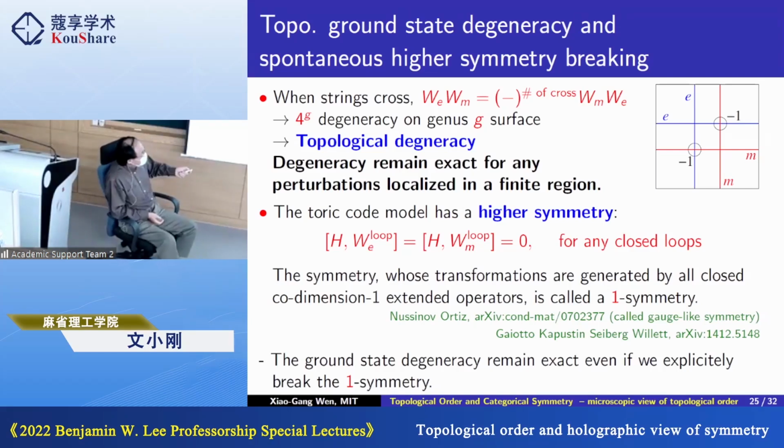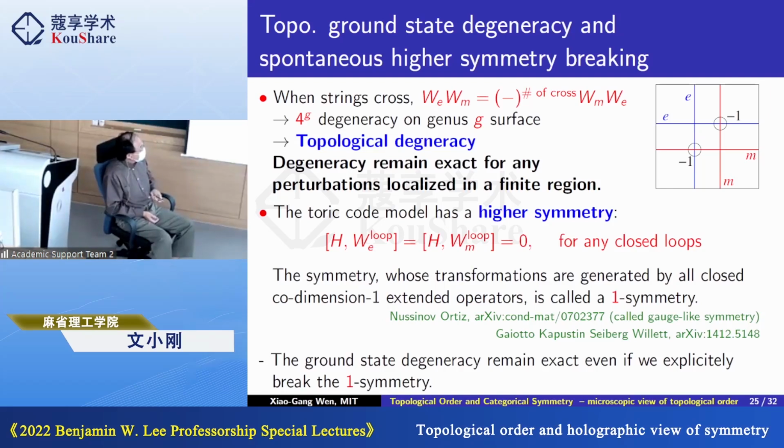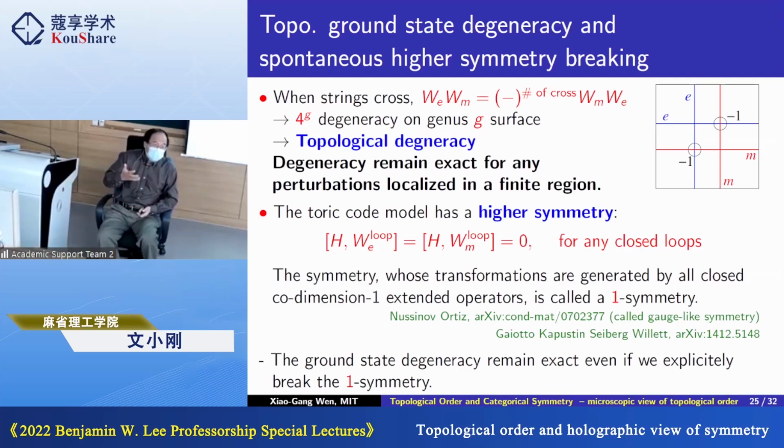I emphasize that in order to have this one symmetry, we should have this kind of commutation relation for arbitrary closed loops. So it's not like ordinary symmetry, where you have one operator commuting with the Hamiltonian, and then you have symmetry. Here we have all kinds of loop operators, and they all commute with the Hamiltonian. Then we say we have this so-called one symmetry. And actually the main point of the first paper is that the topological order is coming from this kind of symmetry, this gauge-like symmetry.